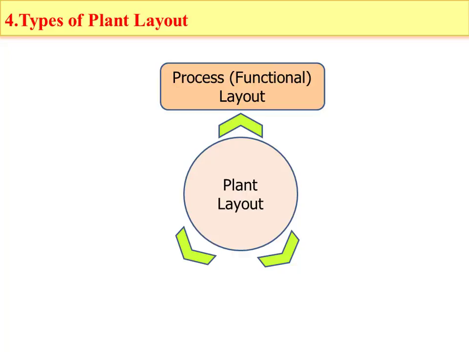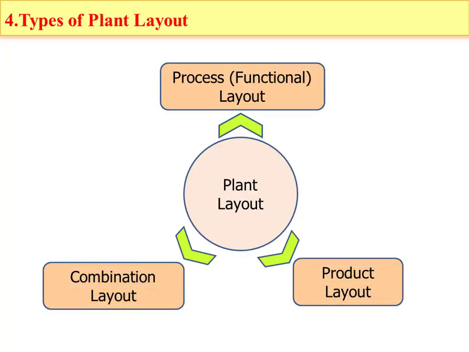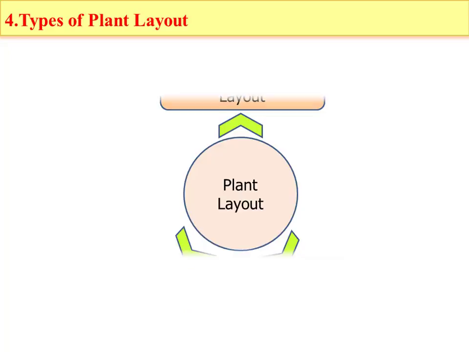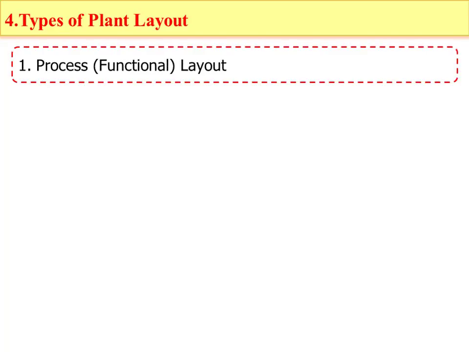And go on, we will go to the types of plant layout. There are three kinds. First, process or functional layout. The second, product layout. And the final, combination layout, that is the combination of the two above.